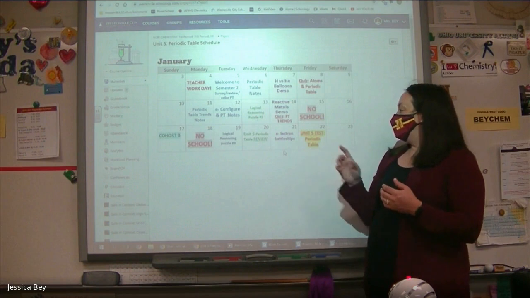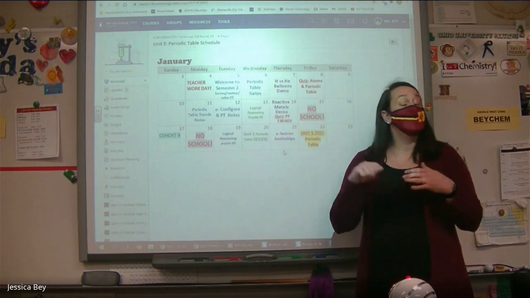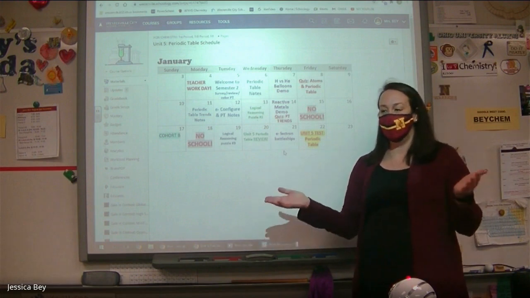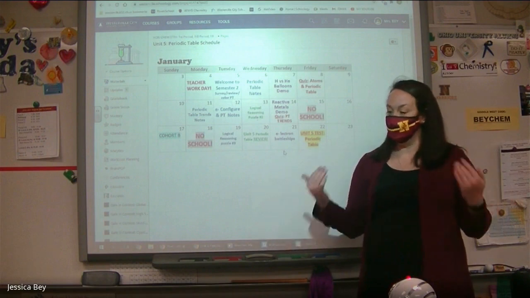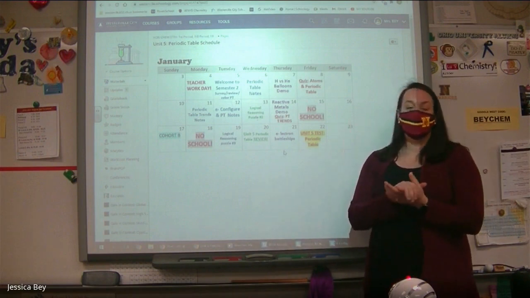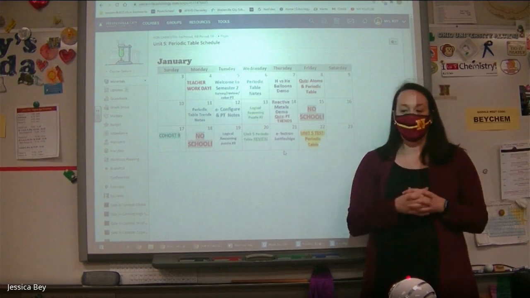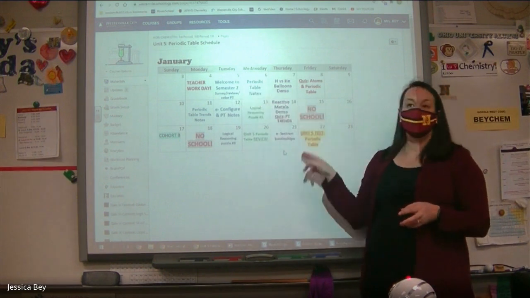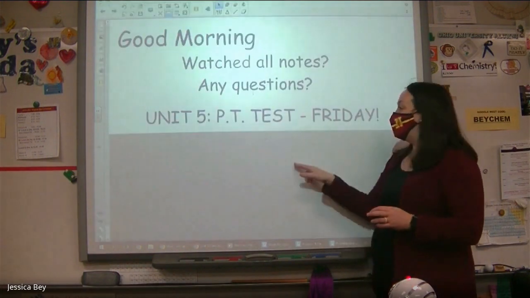And then we do have our Unit 5 periodic table test this Friday. You will have to use your periodic table. I usually pass out a test and then collect it, but we're not collecting papers right now. So you will want your periodic table ready to go for that test on Friday. It's just over everything from this semester. Okay, perfect. So that's kind of where we're headed there.